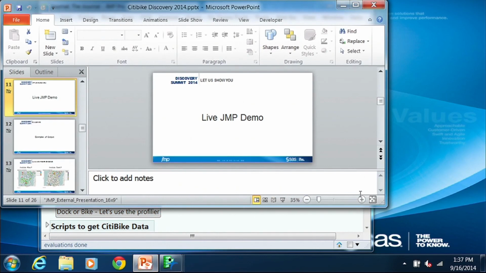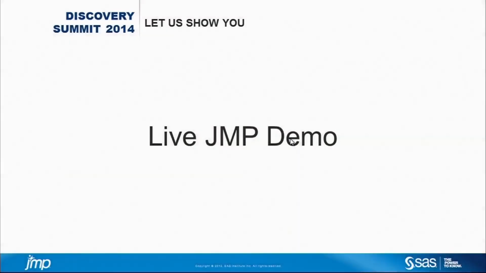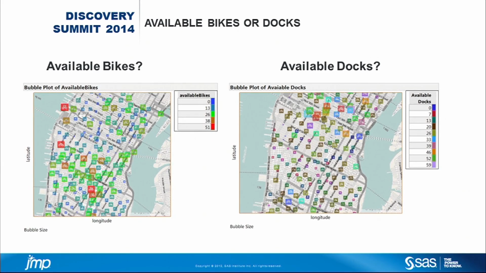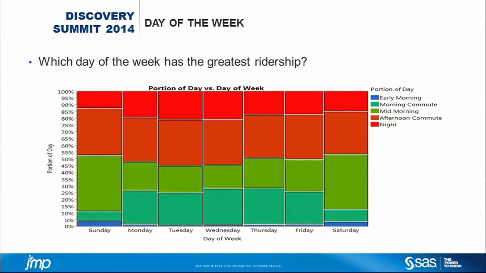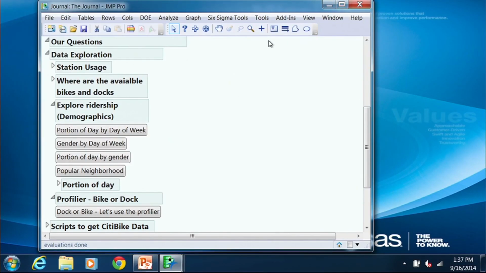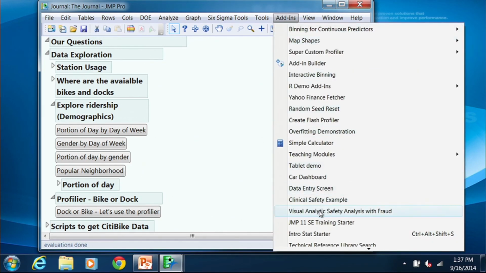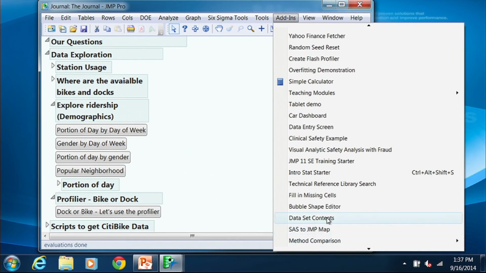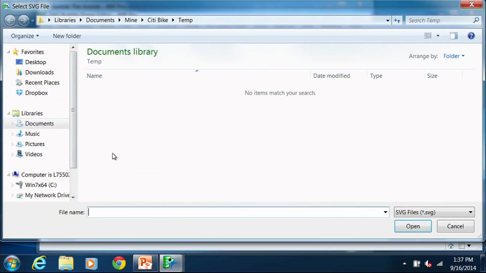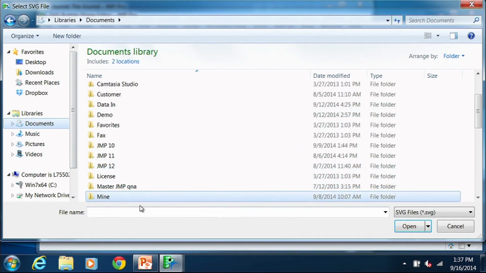Yes? In another map, you can customize your icon. Yep. Is that a default in JMP, or did you do something special in the JSL? That was an add-in that's available out on the file exchange in the user community, and it's called Bubble Plot Editor. And you can choose a map file.